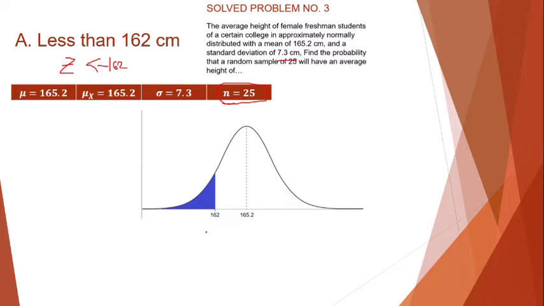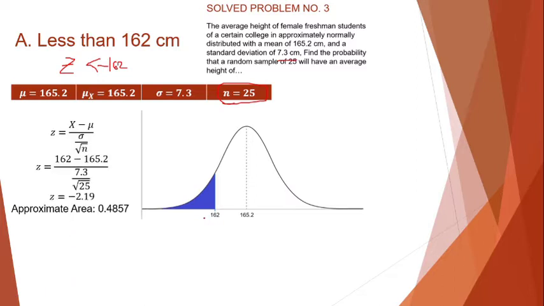Now we are going to find the z-score. Here we have the sample mean minus the mean. The given variable is 162 minus 165.2 all over 7.3, our standard deviation, all over the square root of the sample size, 25. In this case, you will use the complex fraction method, so multiply it.